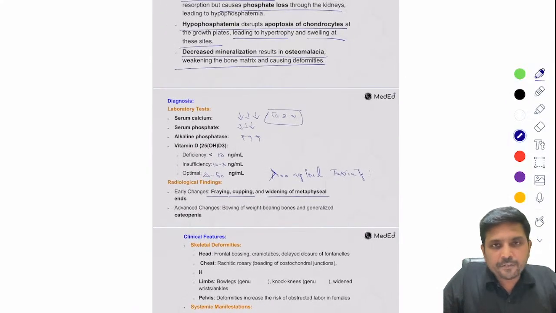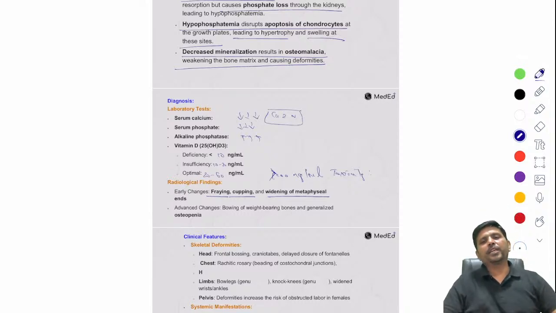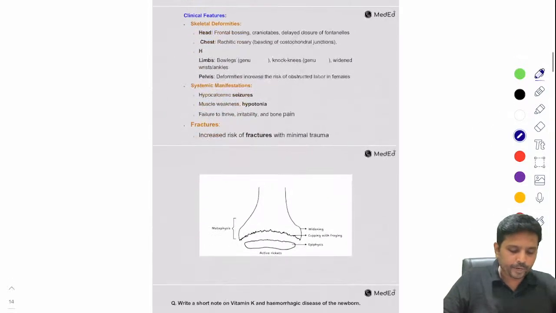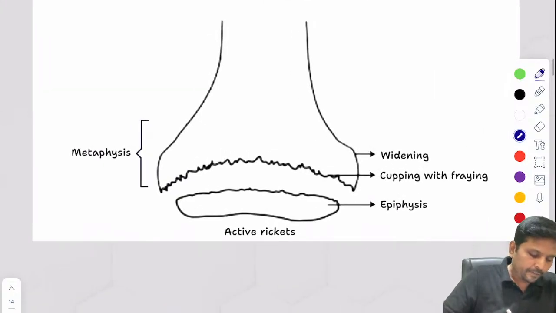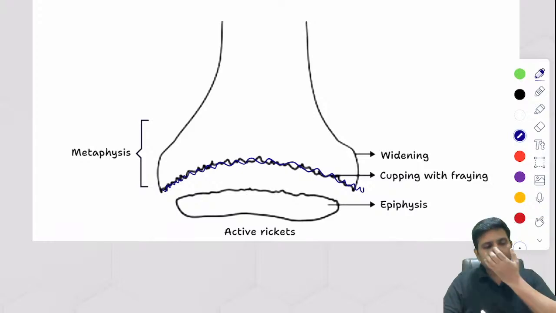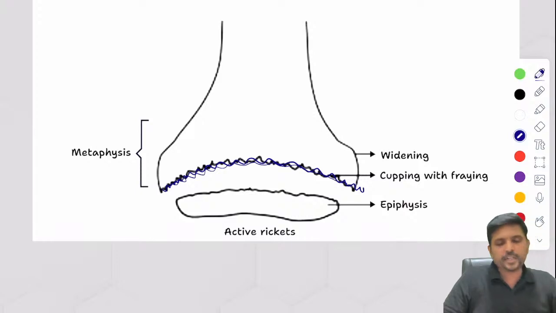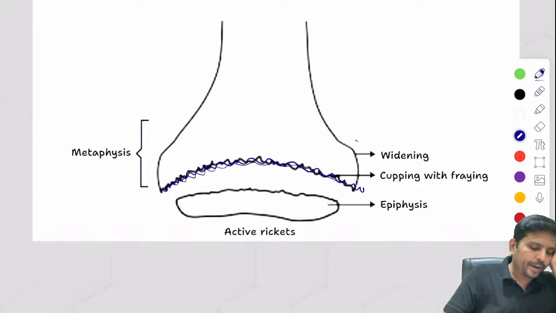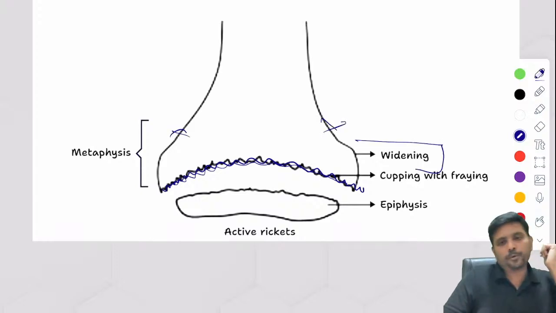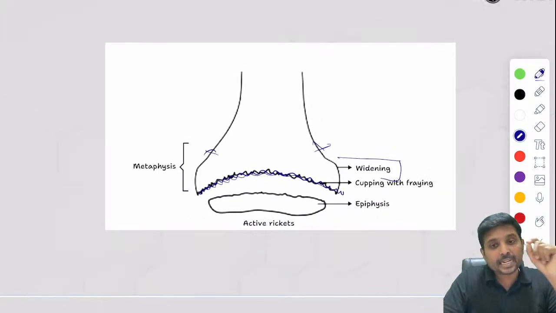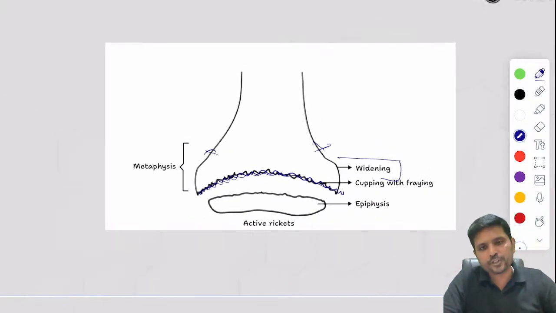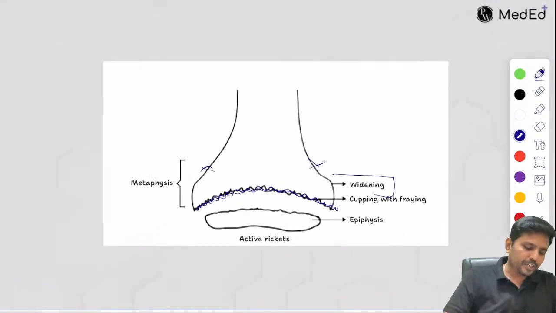What are all the points in favor of vitamin D deficiency in bones? Cupping, fraying, widening. Look at the fraying: irregular borders of the ends of the bones is fraying. Cupping means small depression in the metaphysis. And then widening of the growing end of the bones. Cupping, fraying, widening, and generalized osteopenia are the manifestations of vitamin D deficiency.